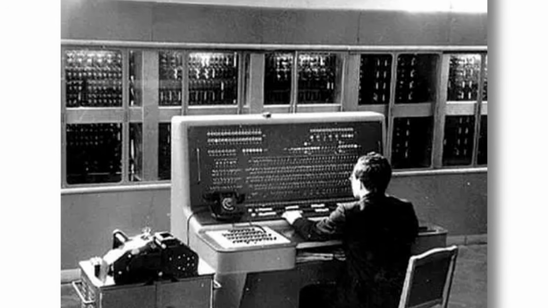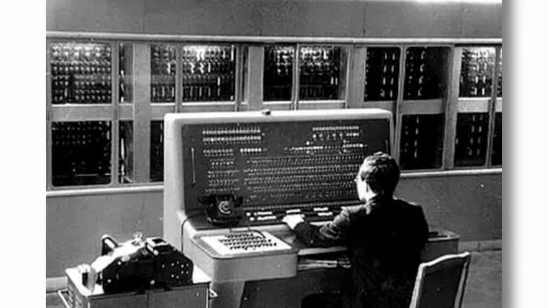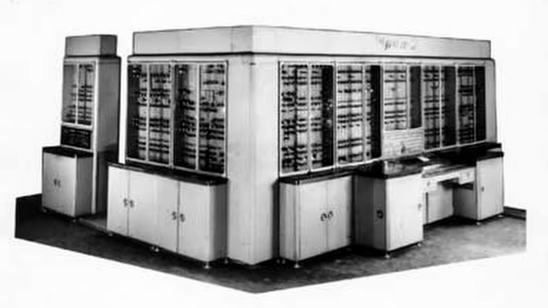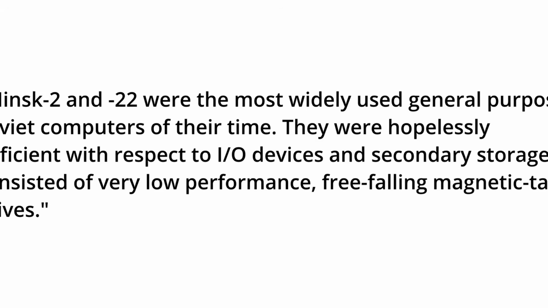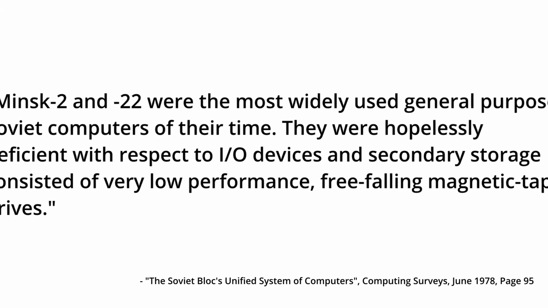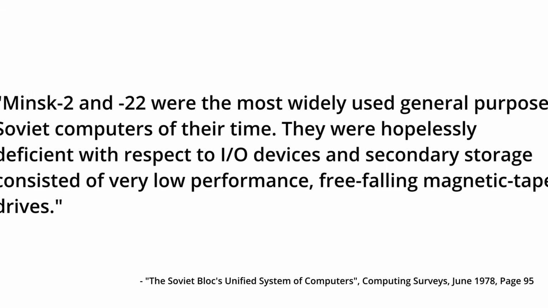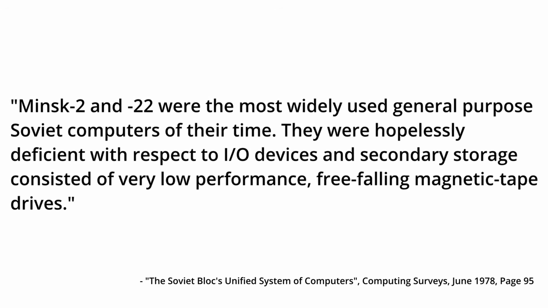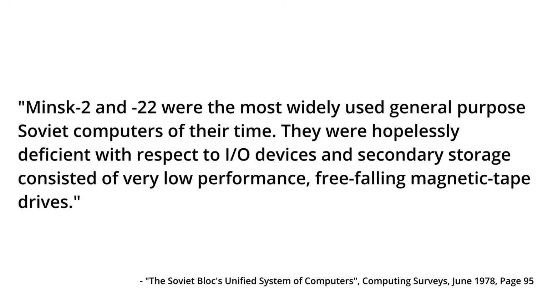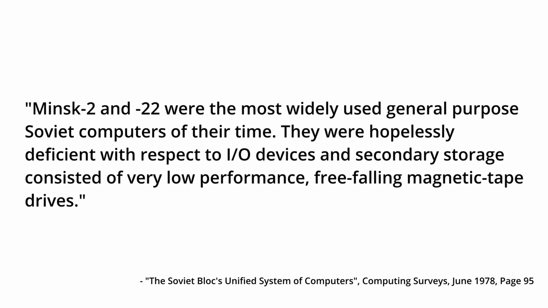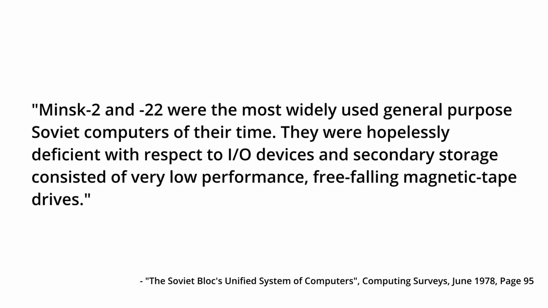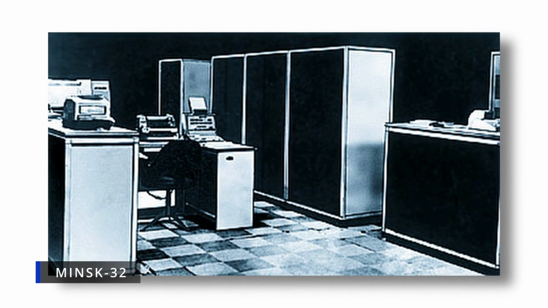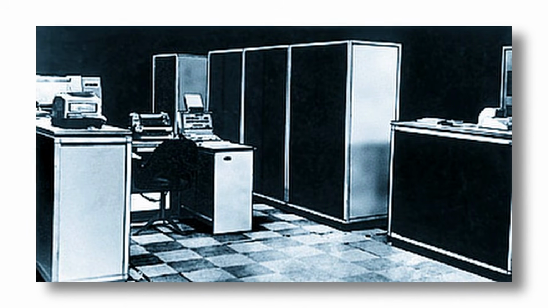Soviet computers were hopelessly fragmented, crippled by poor technology including shoddy and unreliable peripherals, and were still dominated by first-generation systems using vacuum tubes. As one source puts it, the Minsk II and 22 were the most widely used general-purpose Soviet computers of their time. They were hopelessly deficient with respect to I/O devices, and secondary storage consisted of very low performance, free-falling magnetic tape drives. By the time the RYAD systems were being designed in the late 60s, the most widely used Soviet computers were the upgraded Minsk 32s, an evolution of the Minsk 22, and a second-generation machine with specs roughly equivalent to US computers of the late 1950s.